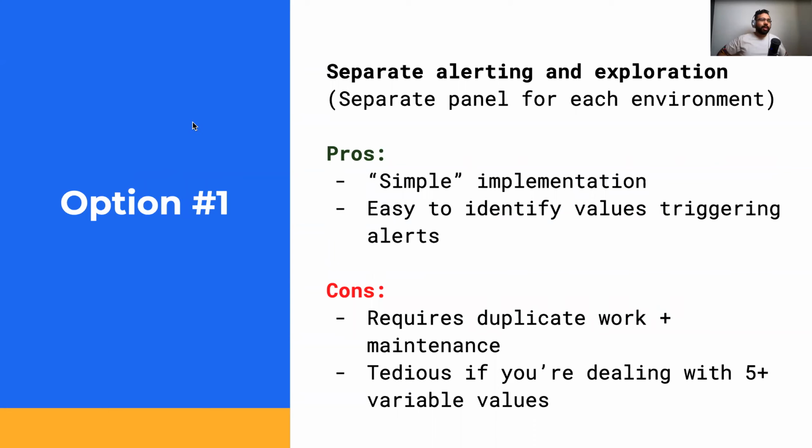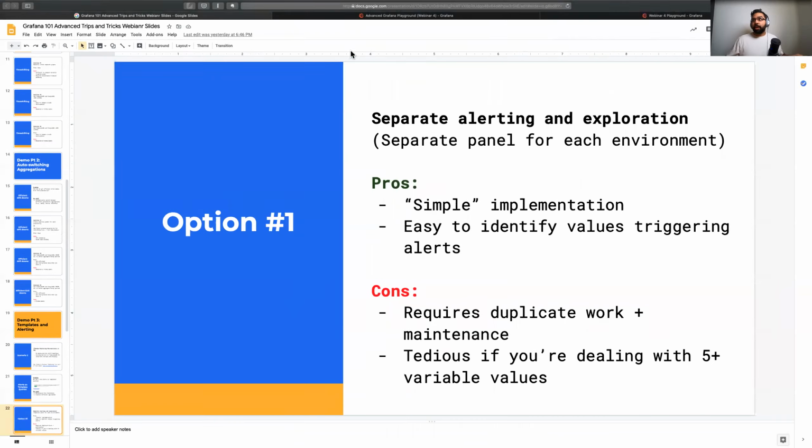So the first thing that you can try to overcome the inability to have alerts and templates together in Grafana is to separate your alerting dashboards and alerting panels from your exploration panels and dashboards. So you essentially create separate panels for each environment. So let's take a look at what that would look like.